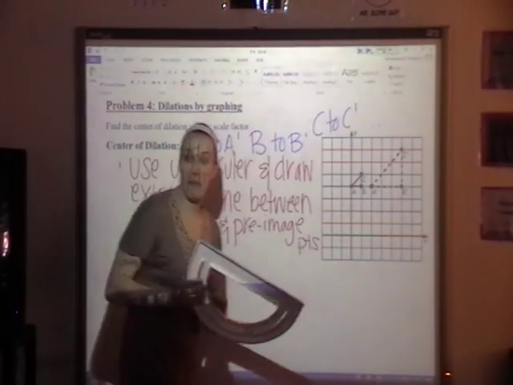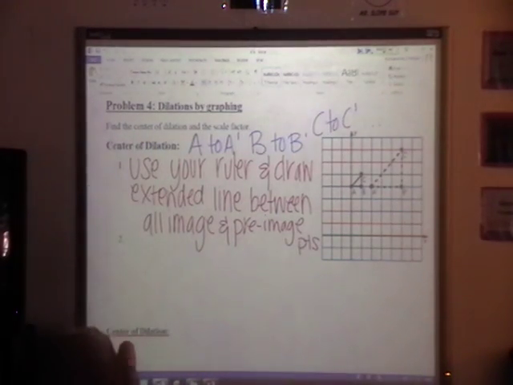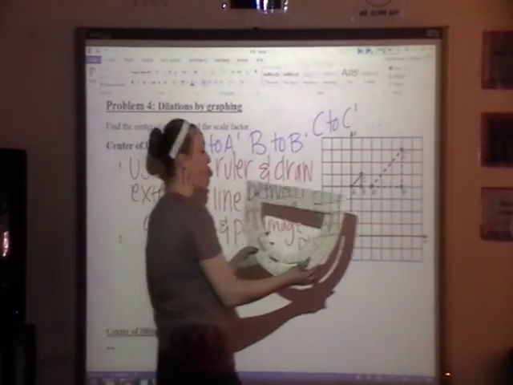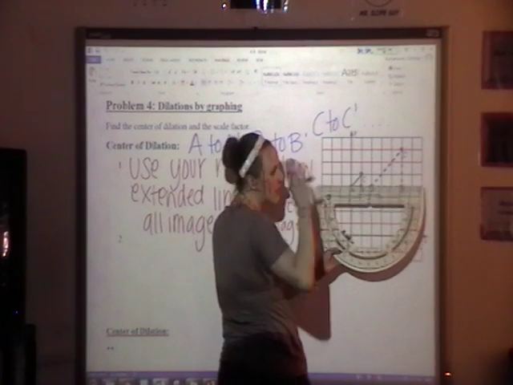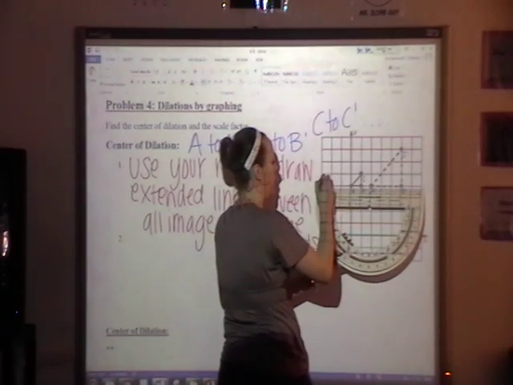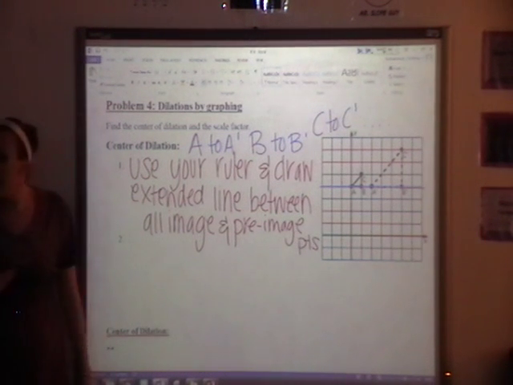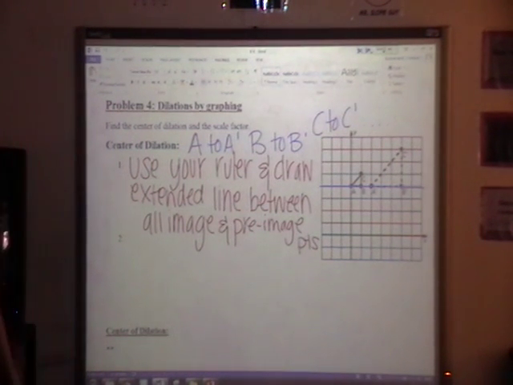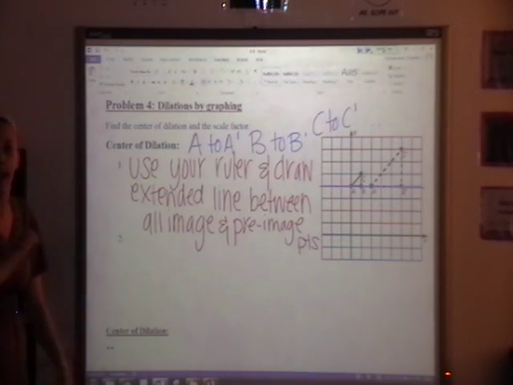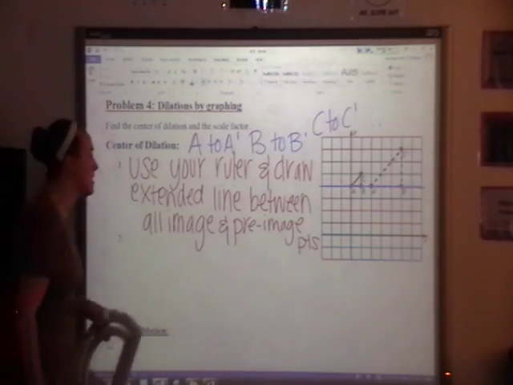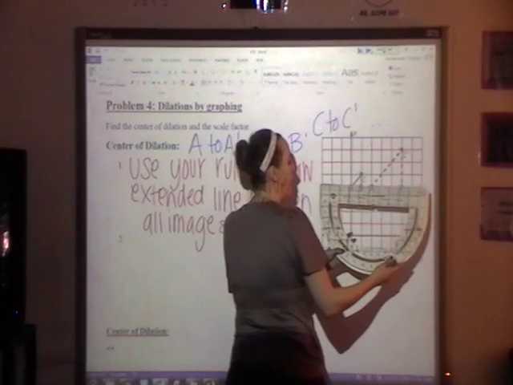So let me show you what I mean. I'm going to connect the dots between A and A prime first. Don't judge, this isn't going to be perfect because it's a protractor on a screen, but that's pretty good. That's an extended line. I connected A to A prime, and I kept going. I didn't just stop. I'm not drawing a dinosaur here. Now I'm going to draw a line from B to B prime.